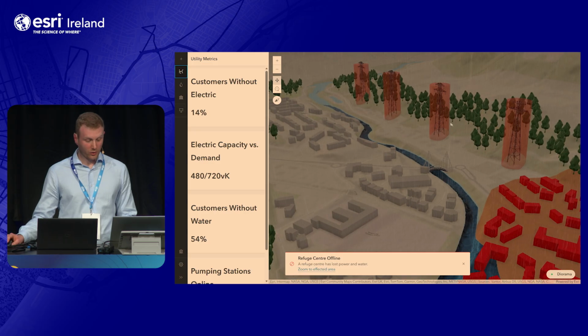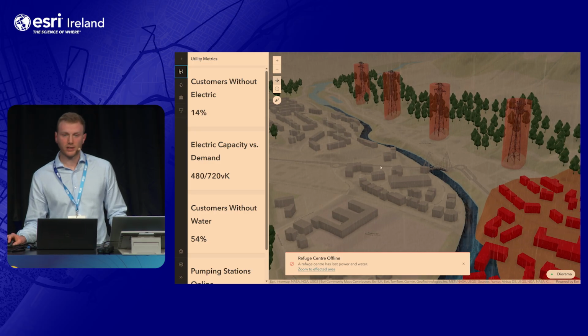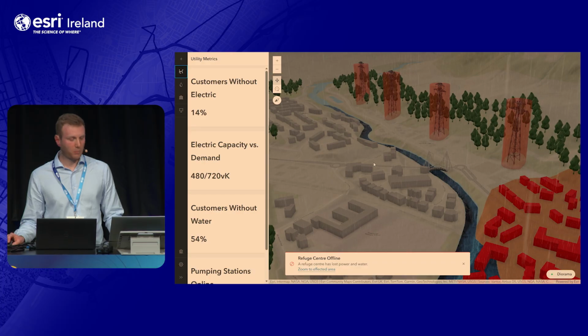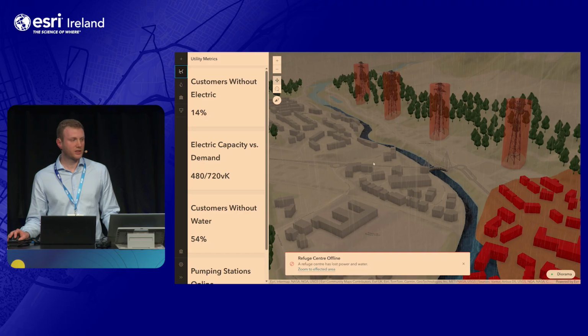It looks like the one on the right is located within this cluster of red buildings without power, and within this no water polygon. This is a serious situation, so we need to understand who has been affected.